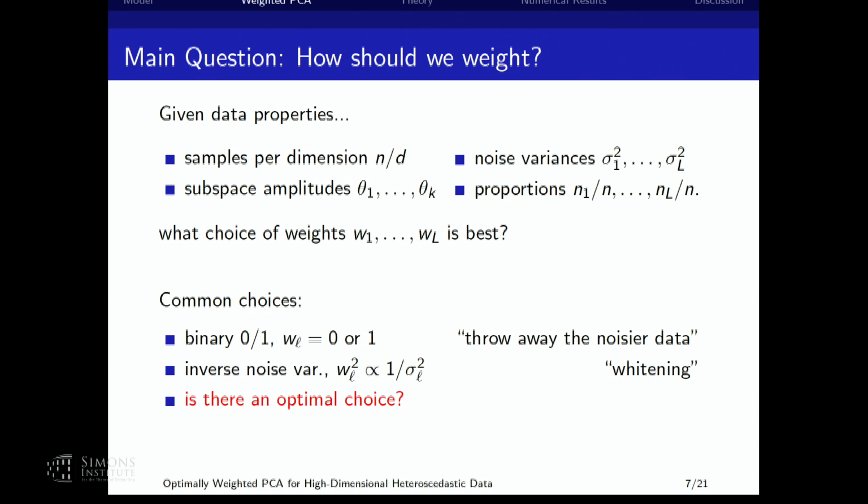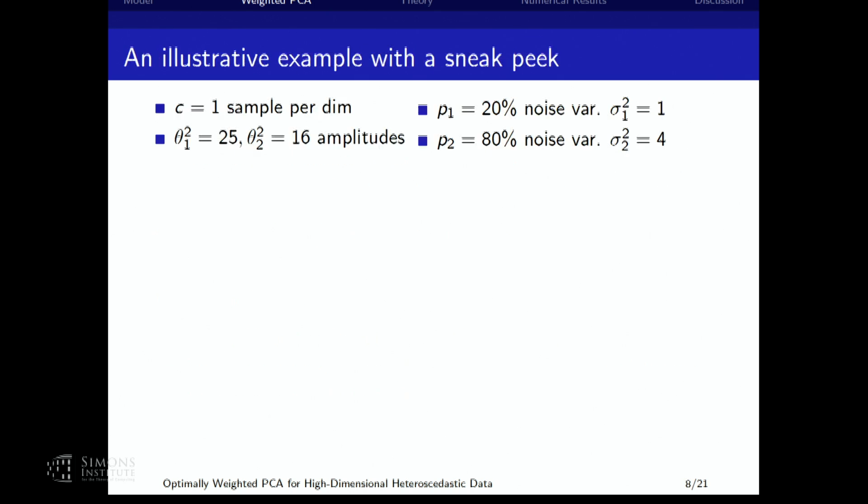Okay, so like I said, these are common choices of the weight, but can we understand what the optimal choice is? Before I show you the theory, I'm going to show a couple of plots just to get an idea of what happens to weighted PCA in simulation.